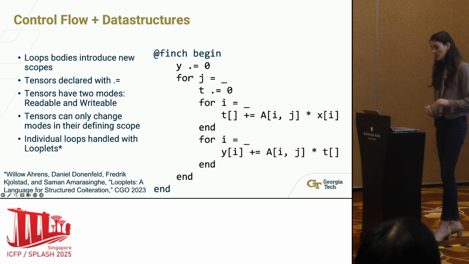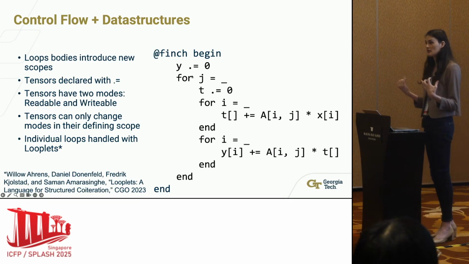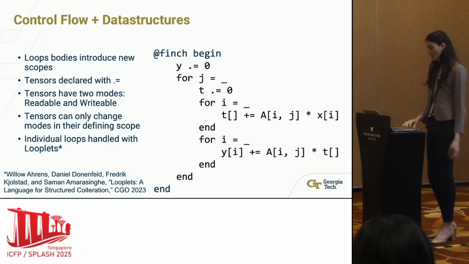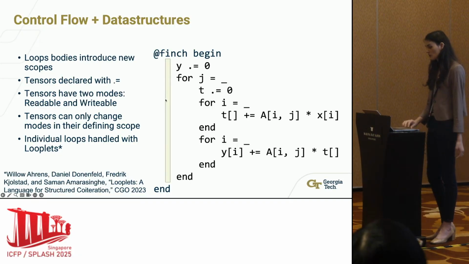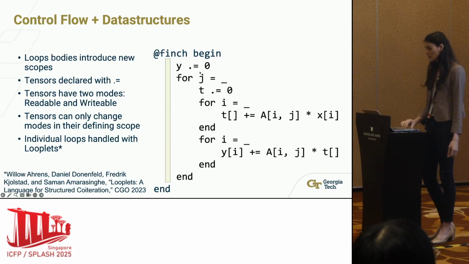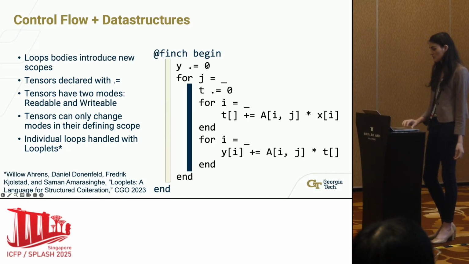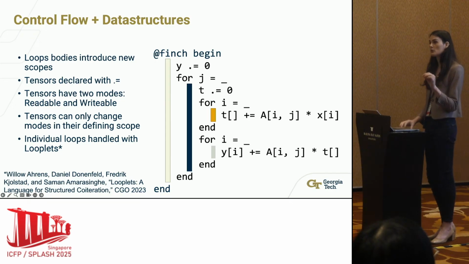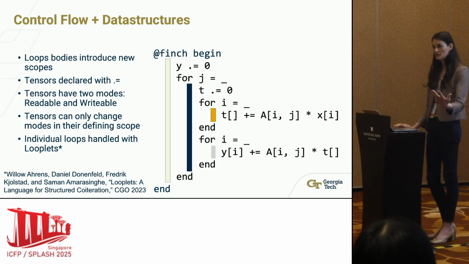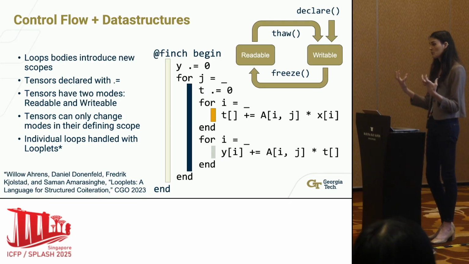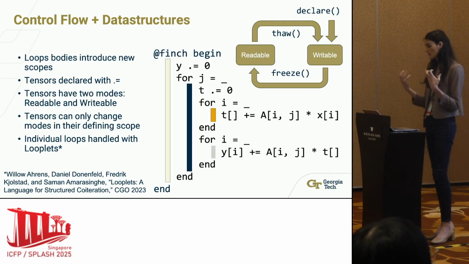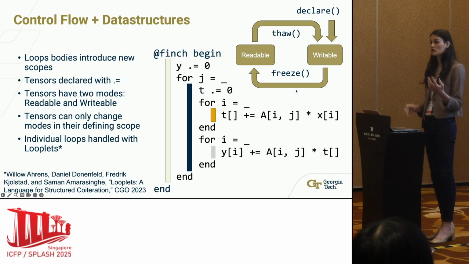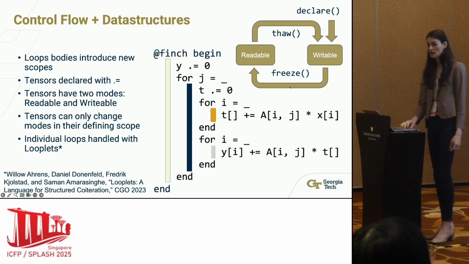Now, the trick is combining control flow and data structures in the same program. So to do this, we introduce a notion of scopes. We have our declaration statements with this dot equals syntax, and we're going to restrict tensors to have only two modes, readable and writable. This allows us to construct the tensors efficiently. And then when we change between modes, between writable and readable, we have a few core interface functions that each of these structures needs to implement.